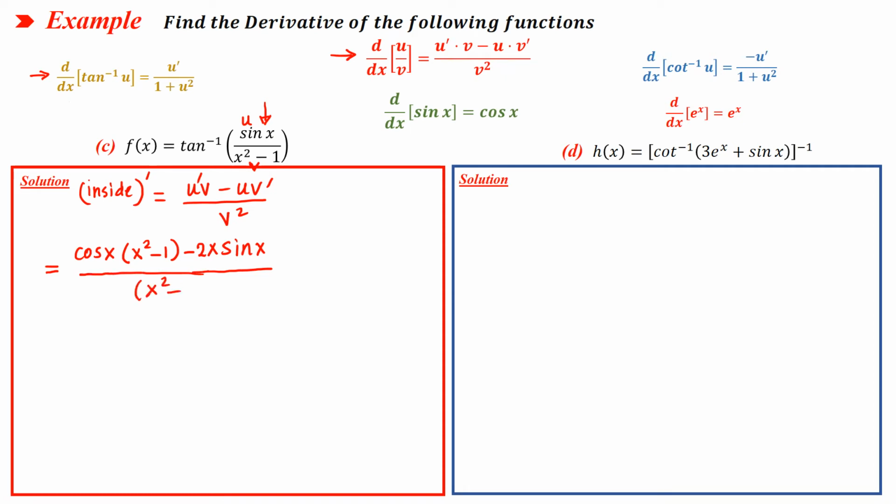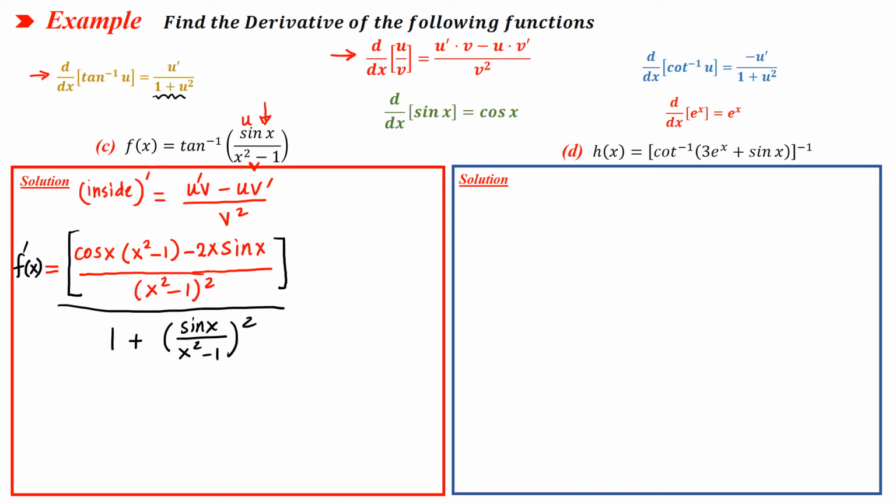x squared minus 1 squared. This is the derivative of the inside function. Now to find the derivative of the overall function, f prime of x, this is the derivative of the inside function divided by 1 plus the function squared. So 1 plus the function squared, and the function is sine x over x squared minus 1, all squared.